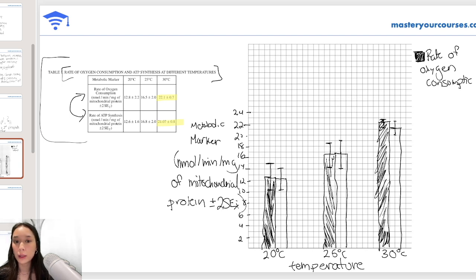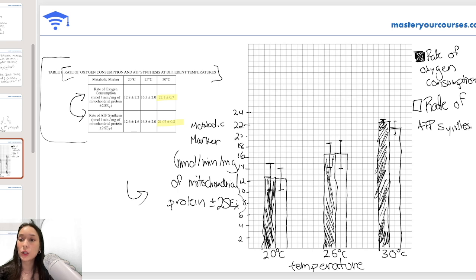You don't have to put the units here because you already put them here. You can just in case, but all they really want to know is which one's oxygen and which one is ATP. So this one's going to be rate of ATP synthesis. Okay, so that is this one. So you will get marks for properly labeling the X and the Y axis. So you should have temperature, and then you should have metabolic markers with the units. You need to accurately plot these with accurate error bars. And then if you do this type of graph, you have to make sure that you include your legend as well. So this is it all graphed.